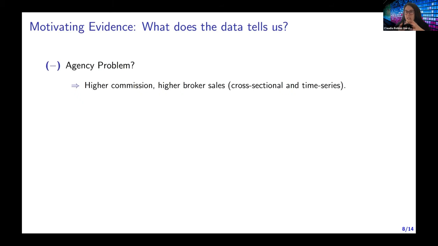What I see in the data is the following. If there's a product with a very high commission, it's very likely that that product also has very high broker sales. And this happens in the cross section as well as in the time series. So if you're looking at a particular product and that product increases the commission for a particular broker, that broker is a lot more likely to sell it. And this correlation is very robust in the data.